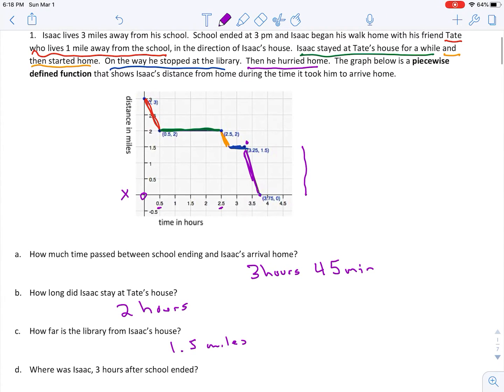Where was Isaac 3 hours after school ended? Okay, so the question is, where is he here 3 hours after school? He's in the blue section, which is the library.